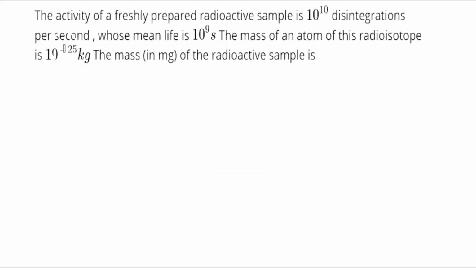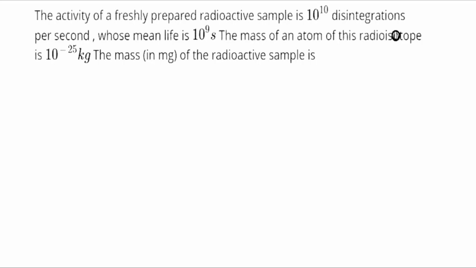Hello students, our question is: the activity of a freshly prepared radioactive sample is 10 raised to the power 10 disintegrations per second, whose mean life is 10 raised to the power 9 seconds.